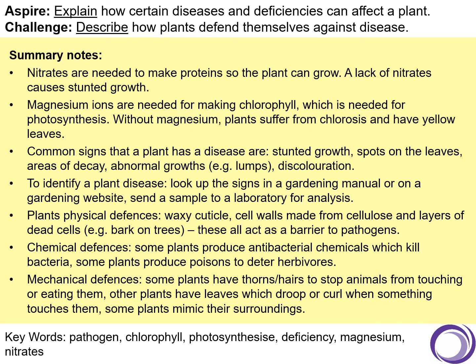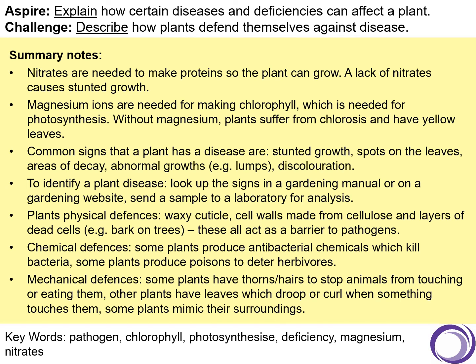Right guys, so now we've come to the end nearly of today's lesson, and I would like you to complete these summary notes as always. I'm going to give you 5 minutes to complete the notes. If you need any more time than that at the end, please pause the video. So today's summary: nitrates are needed to make protein so the plant can grow. A lack of nitrates causes stunted growth. Magnesium ions are needed for making chlorophyll, which is needed for photosynthesis. Without magnesium, plants suffer from chlorosis and have yellow leaves.